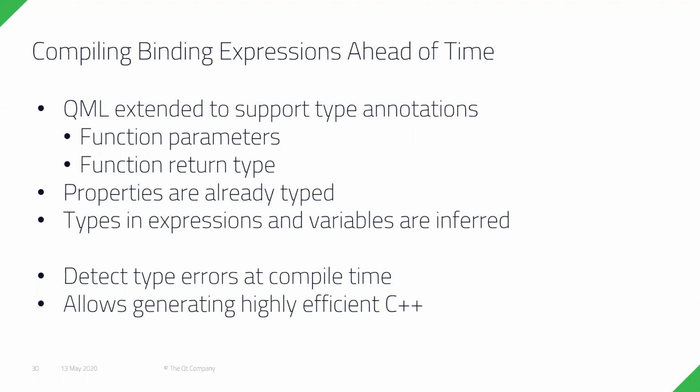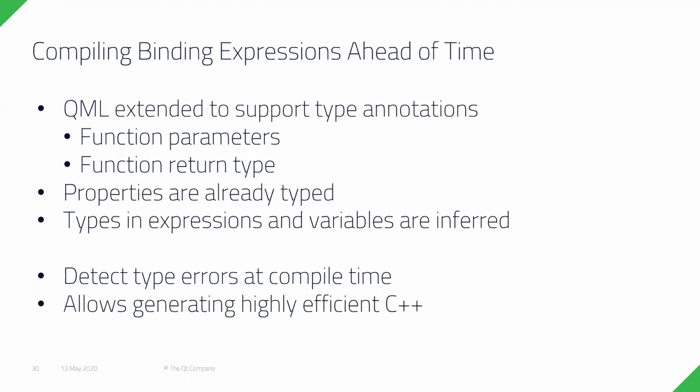Properties are already typed, so we can figure out what those mean and what's used inside the expression. We can infer everything, and this was pretty ambitious, but it worked really, really well with the little annotations to the helper functions, and the rest we can figure out.